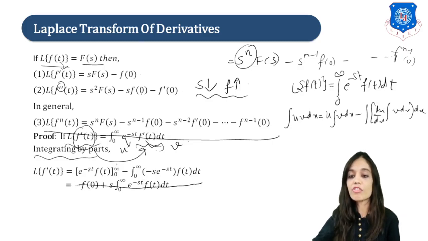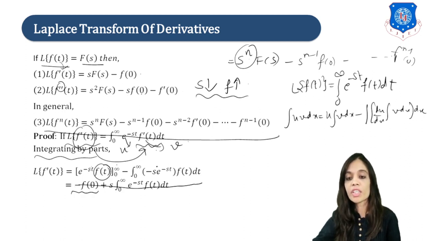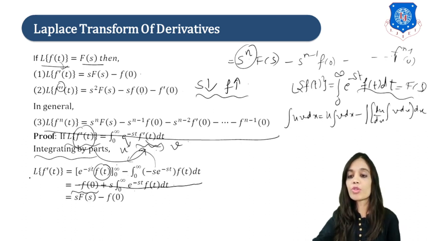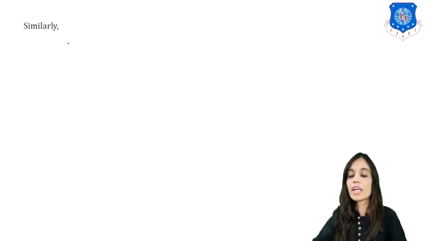So e raised to minus infinity will be 0. So that is 1. If you put 0, e raised to 0 is 1. So here we will have f of 0. So finally we will have minus f of 0. Take this s outside, minus minus plus. So plus s times integration 0 to infinity e raised to minus st f of t dt. Now we know that this is equal to what? F of s. You can see from here. So finally we have proved that Laplace of f dash of t is equal to s F of s minus f of 0.